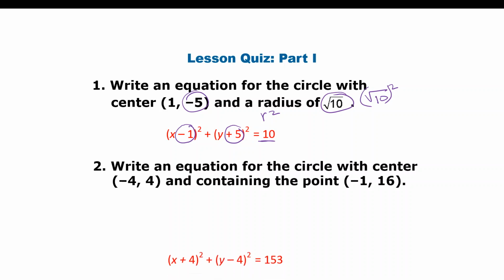All right, write an equation for the circle with the center at negative 4, 4 and containing the point negative 1, 16. And there it is. I'm not going to work it all out for you. If you need help with that, you can watch the video back at that section again.